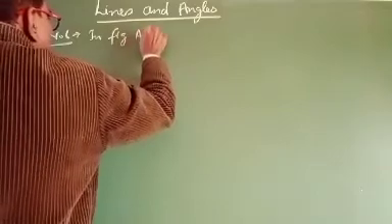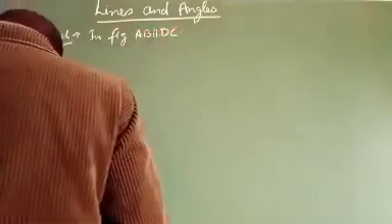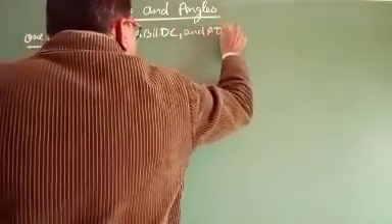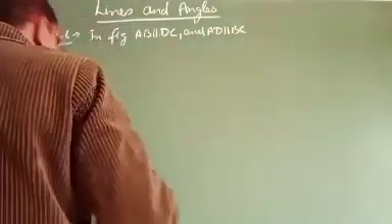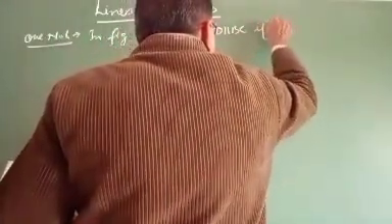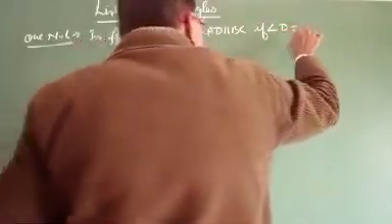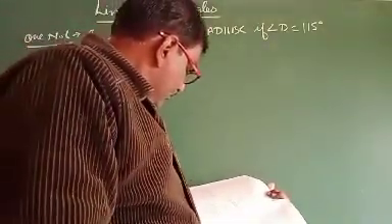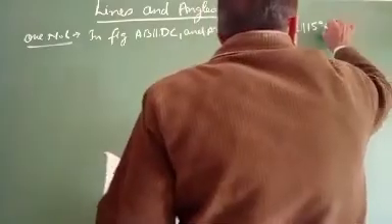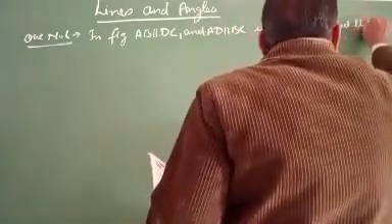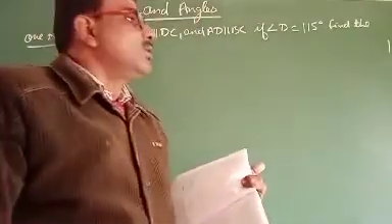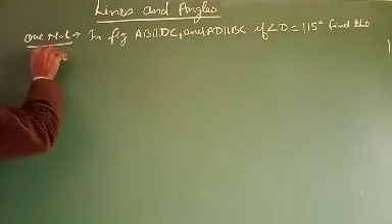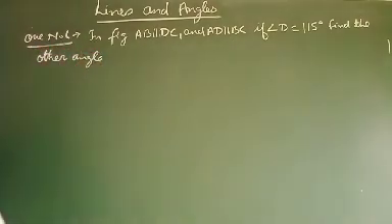AB parallel DC, and AD parallel BC. If angle D equals 150 degrees, find the other angles. We are given a figure.